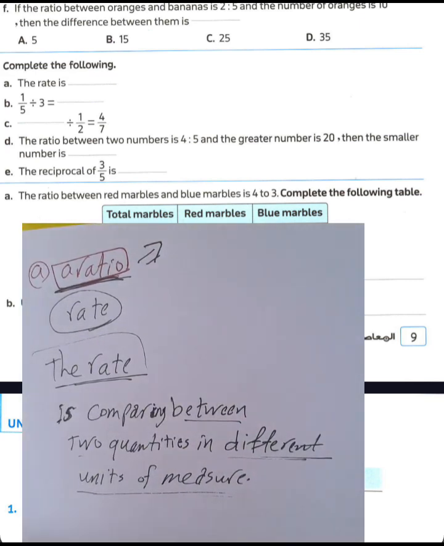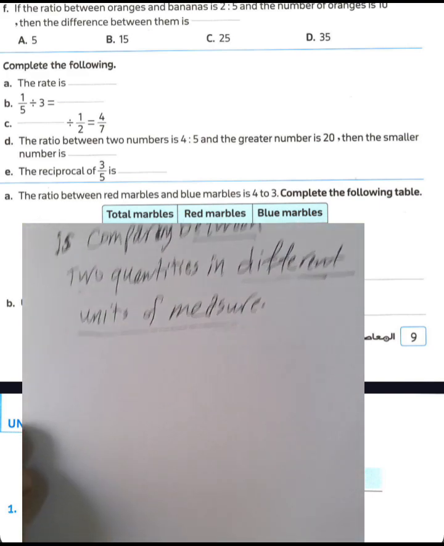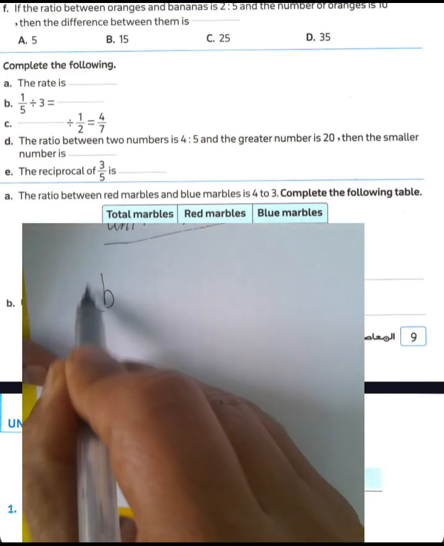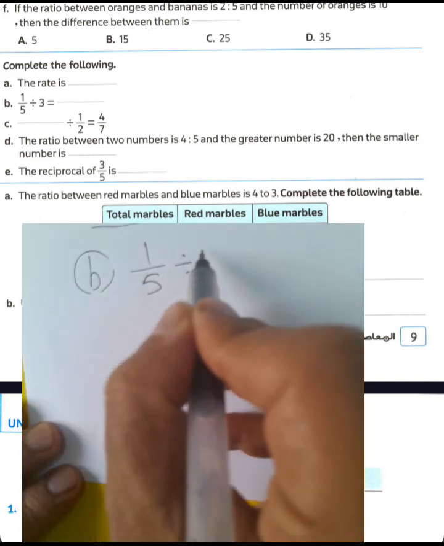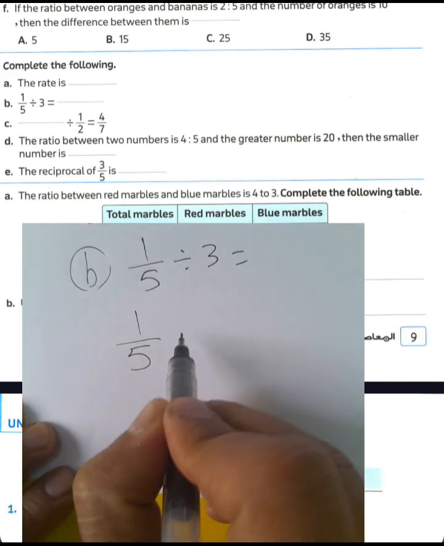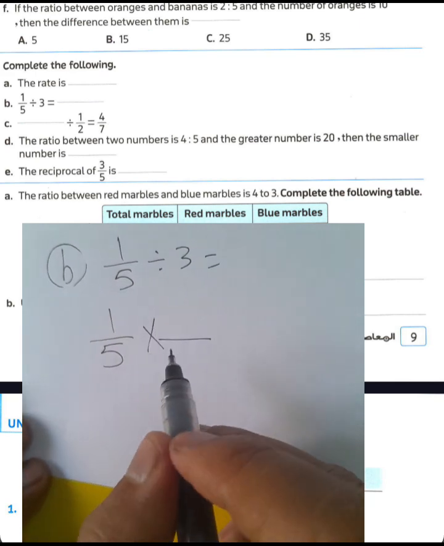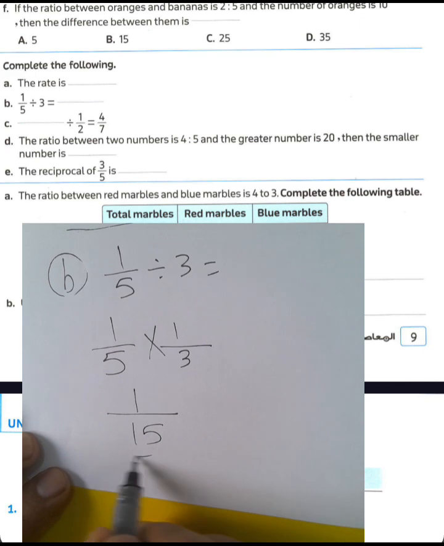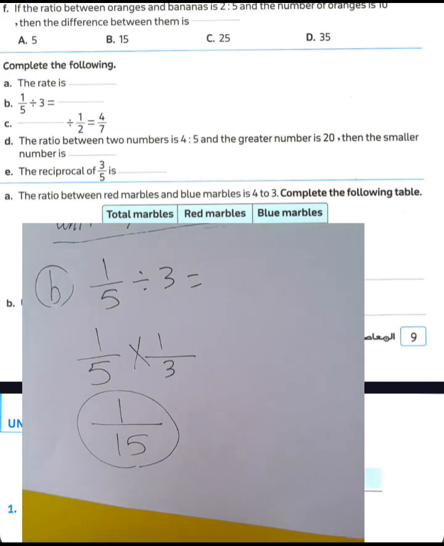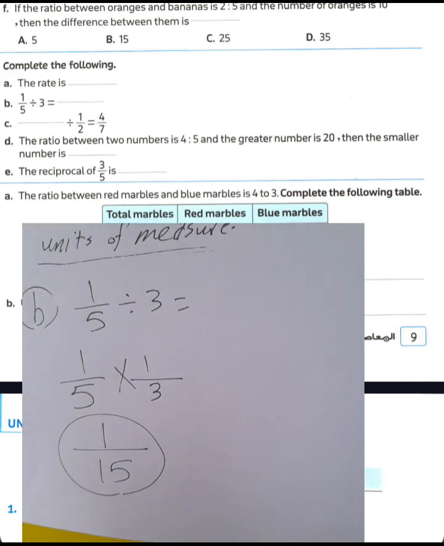Okay, it's the rate. Question letter B. 1/5 divided by 3. We can write 1/5 and write the inverse of 3, it will be 1/3. Write 1 times 1 equals 1, 3 times 5 equals 15. The result will be 1/15.